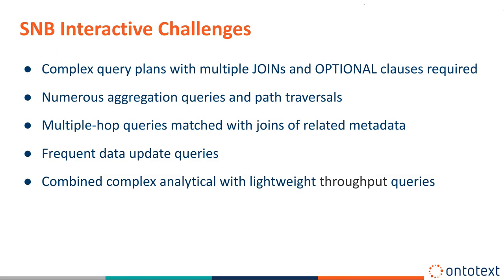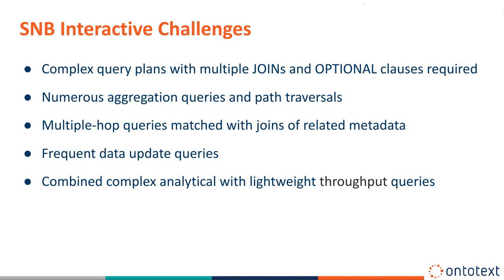So what were the challenges that we faced while passing the benchmark? Well, one of the main things was the complex query plans. So you had multiple hop queries where you matched the friends and friends of a friend, for example, of a given person with joins of related metadata such as posts and tags relating to those posts. So you had some different possible bottleneck indicators such as data access locality and so forth.